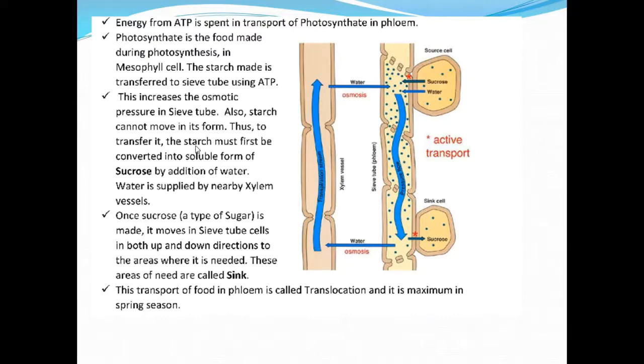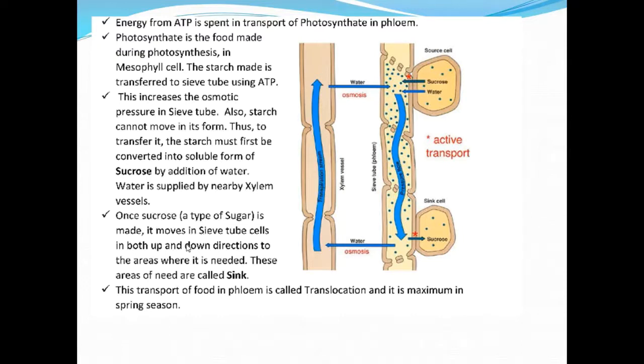It cannot move in this form actually. So to transfer the starch, it has to be first converted into soluble form, that is your sucrose. How? By dilution. It is made diluted by the addition of water. So sucrose is made by the addition of water, and where does this water come from? It comes from the nearby xylem vessels.